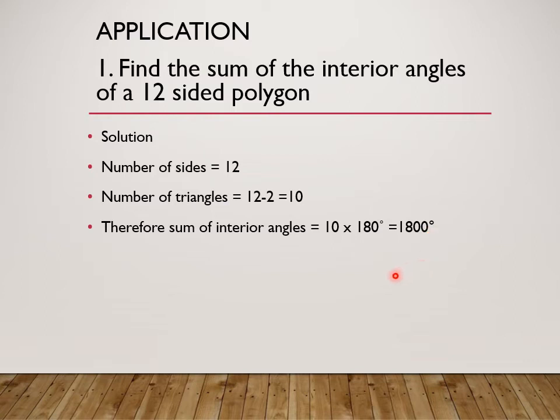So you have a 14-sided polygon. The number of triangles will be 14 minus 2, which will be 12. And the sum of the interior angles will be 12 times 180 degrees. We look at the second application exercise.